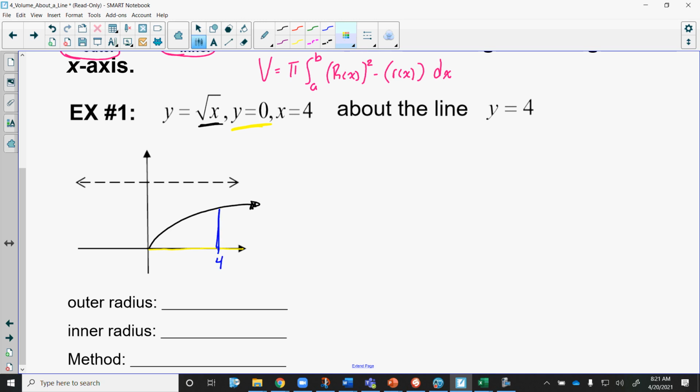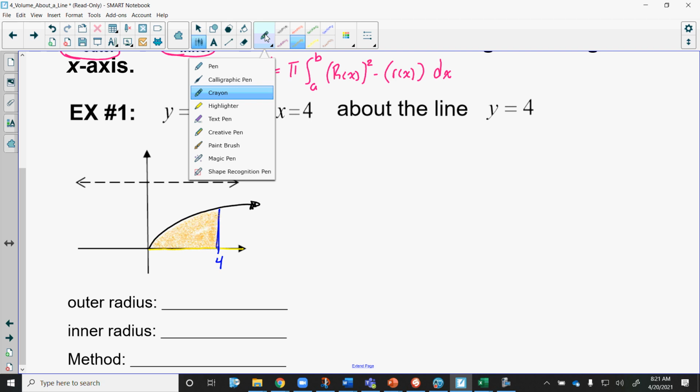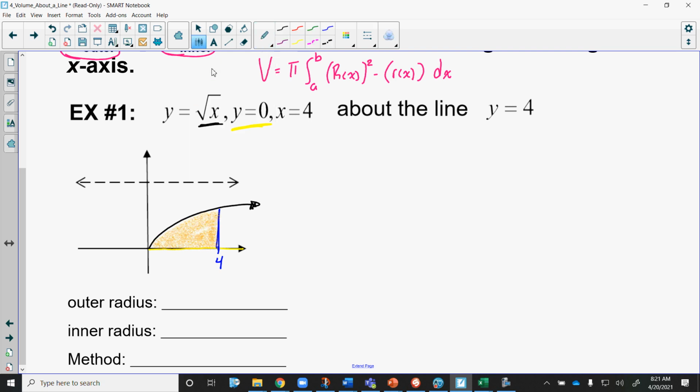And so the region that we are trying to rotate is this kind of fin shape here. Okay, that's what we're going to be rotating. So we need to be able to determine where the outer radius and the inner radius are based on the line that we're going to be rotating around, because we're rotating it around the line y is equal to 4. So here's the line, y is equal to 4.